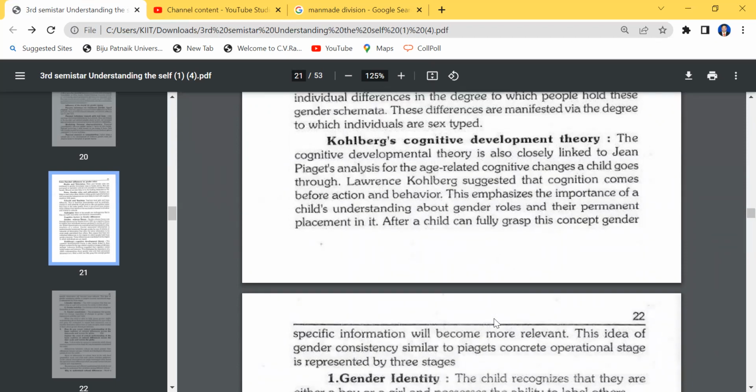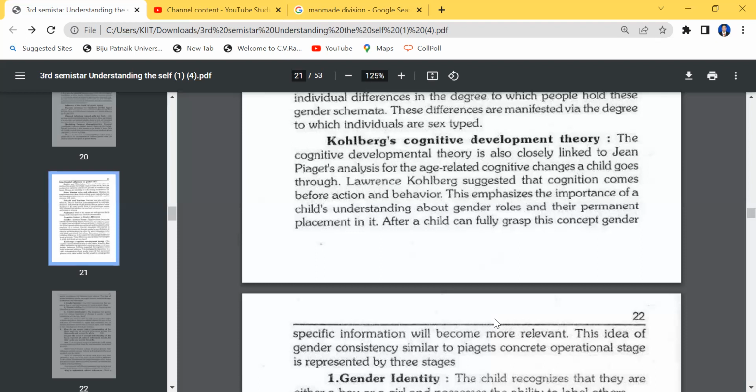Kohlberg's cognitive development theory was also developed at the time, and he explained that it is closely linked with Piaget's analysis of the age-related cognitive changes a child goes through. Age is also important in this case. Actions and behavior differ across age groups. This emphasizes the importance of a child's understanding of gender roles and their permanent placement in it. After a child has a full grasp of the concept of gender, gender-specific information becomes more relevant.